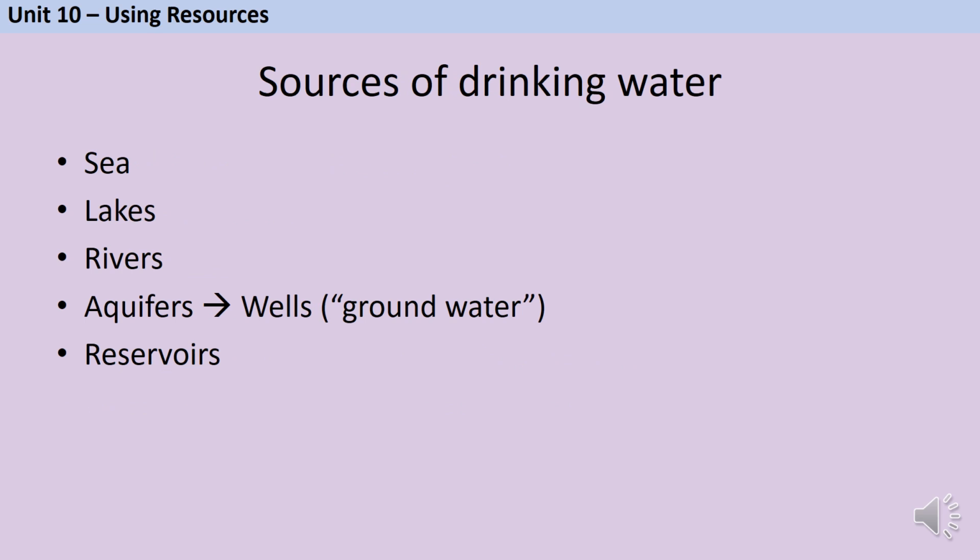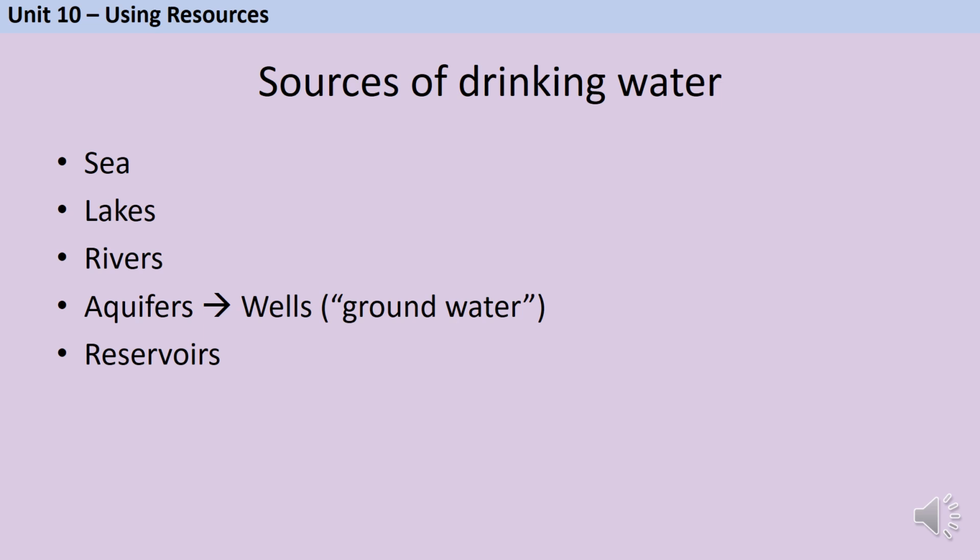Earth is covered in water. It's present in the ocean, in lakes, in rivers, and even under the earth in aquifers. Aquifers are pieces of rock that are permeable, so they've got small holes in and water can collect inside as a natural store. We call the water that's stored in this way groundwater, and in order to get it out you need to dig a well.